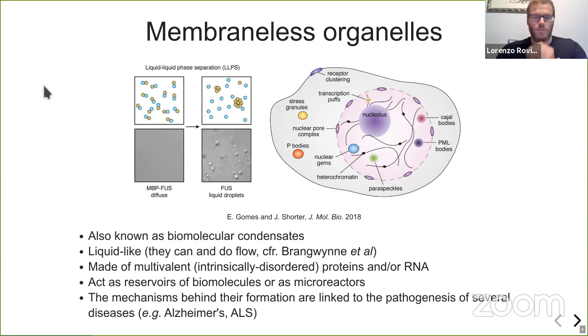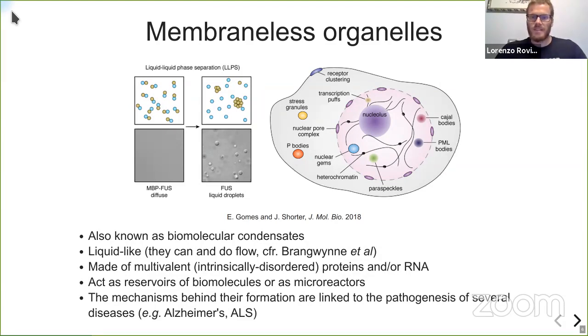It was discovered that they are made essentially of multivalent proteins or RNA. Multivalent means that the building blocks can bind to other copies of the same macromolecule, or to other macromolecules, so they can form up to some number of bonds. They serve essentially as microreactors. They tend to concentrate some specific species, either to sequester some molecules or to enhance some reaction in the cell.